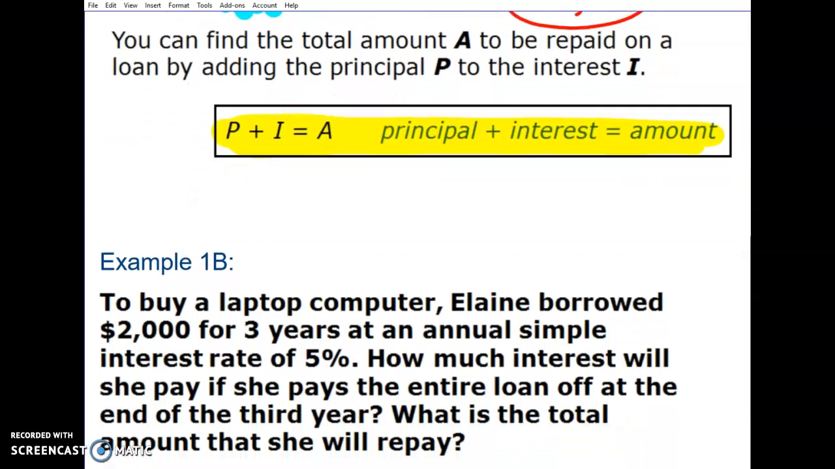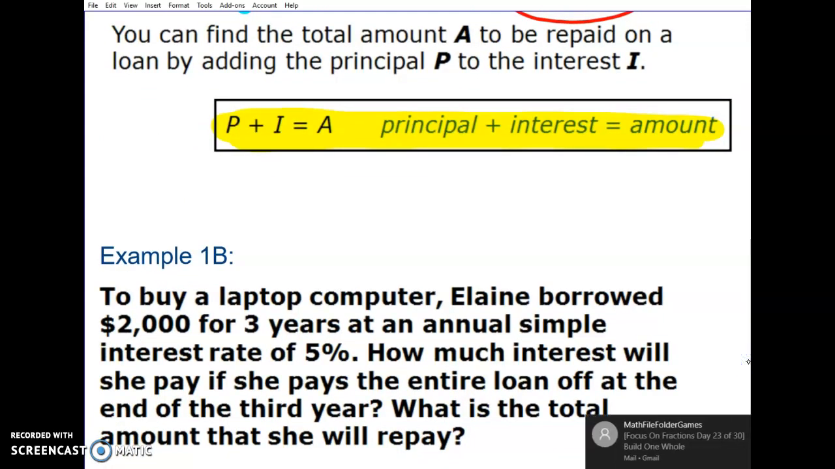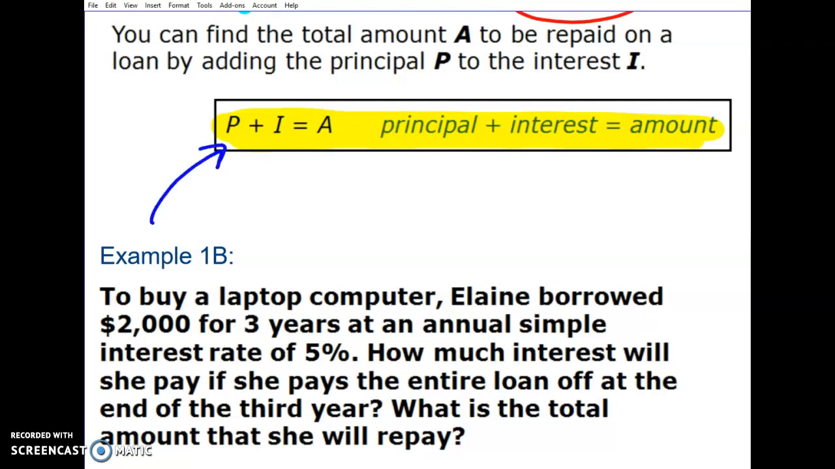Okay, here's our second problem. To buy a laptop computer, Elaine borrowed $2,000 for 3 years at an annual simple interest rate of 5%. How much interest will she pay if she pays the entire loan off at the end of the 3rd year? And what is the total amount that she's going to be repaying? So we're asked 2 questions right here. How much is the interest? And what is the total amount? Once again, remember we said this is how to figure out the total amount.